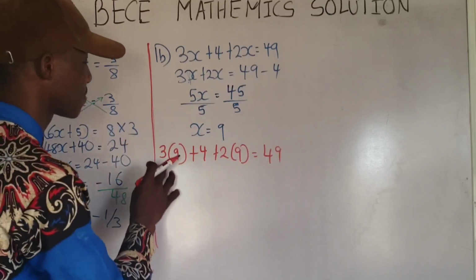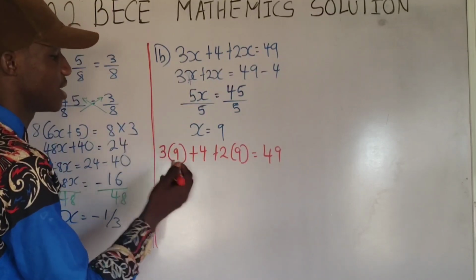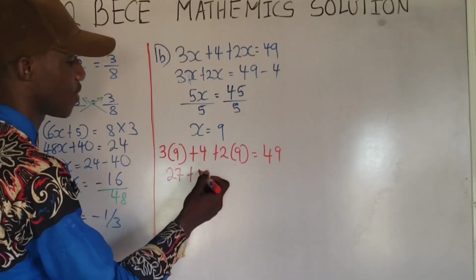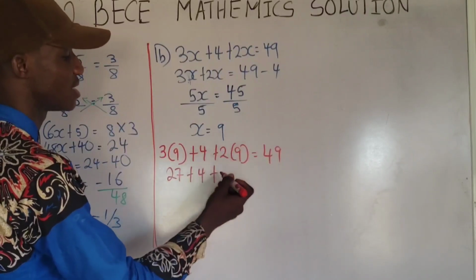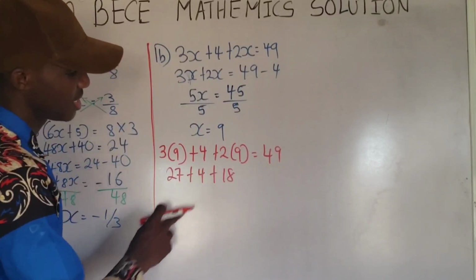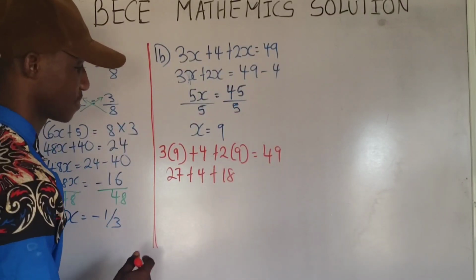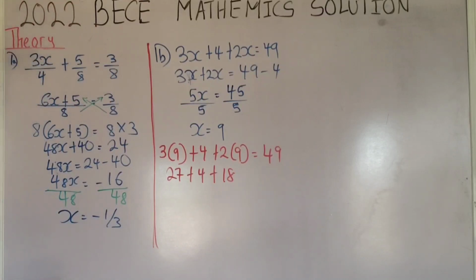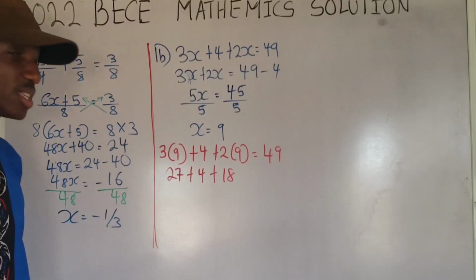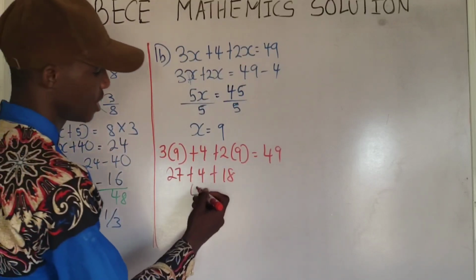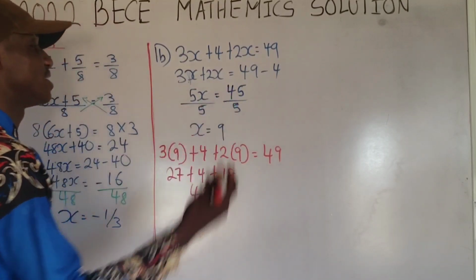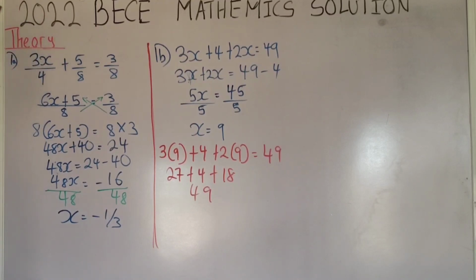Okay, so I'm going to have 3 into bracket 9. 3 times 9 is 27, so 27 plus 4 plus 2 times 9, which is 18, plus 18. Let's check if it is equal to 49. 27 plus 4, that is 31. 31 plus 18, that is 49, you understand? So this is equal to 49, you understand? So the value of x is 9.